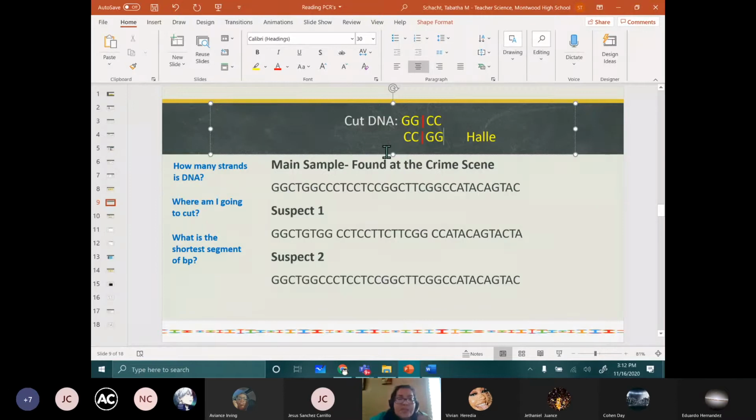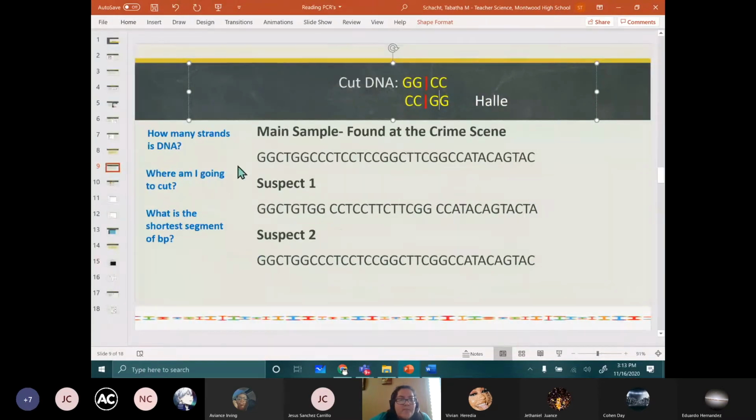So this restriction enzyme wants you to cut between GGCC. And I'm going to show you guys what that means. So this restriction enzyme wants you to cut between GGCC. Right here, I have my main sample. We're going to pretend this is DNA found at a crime scene.